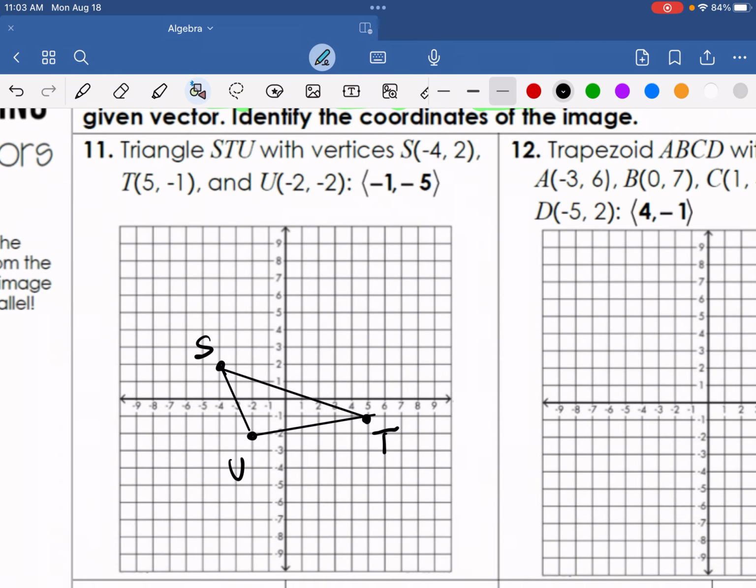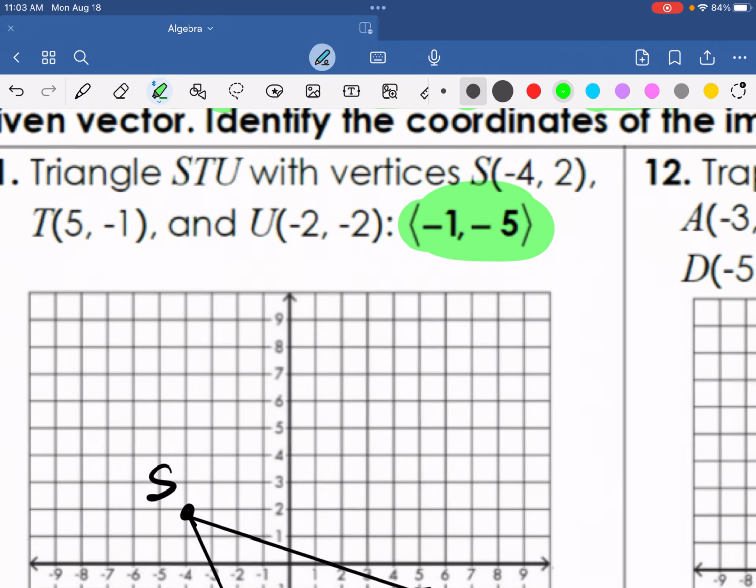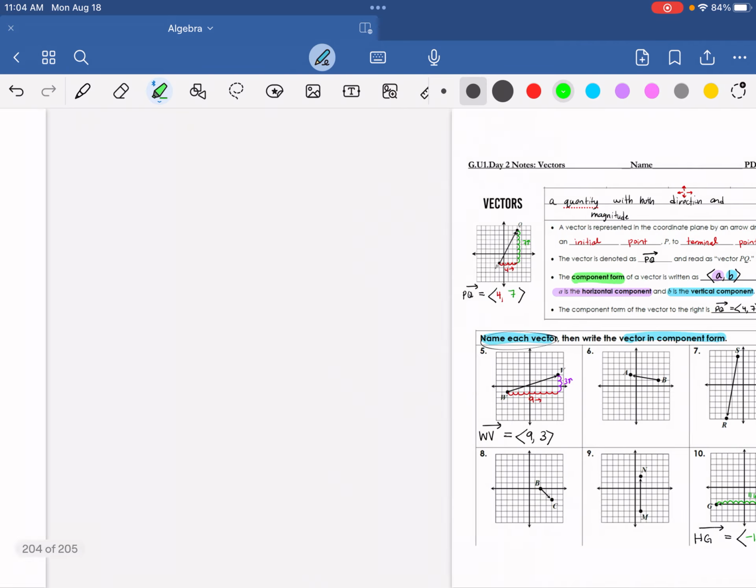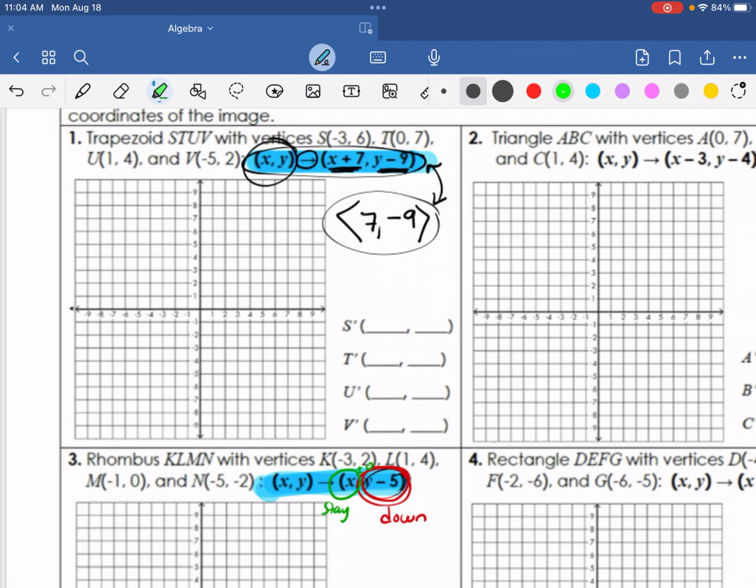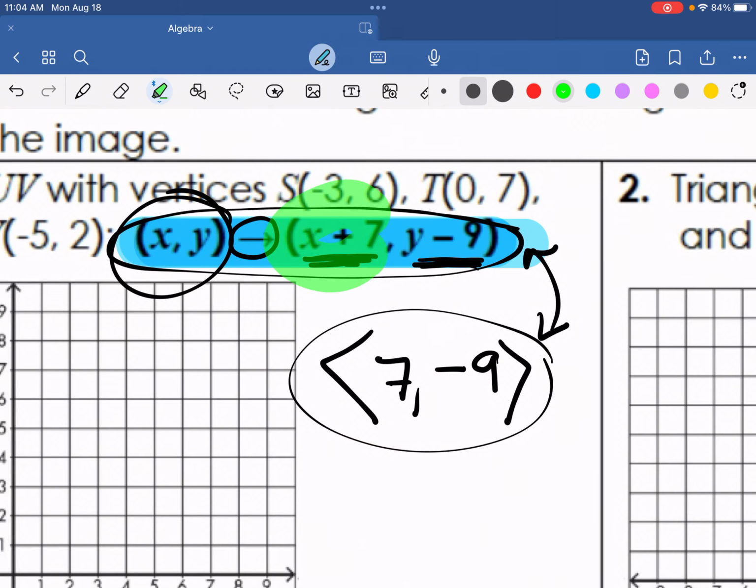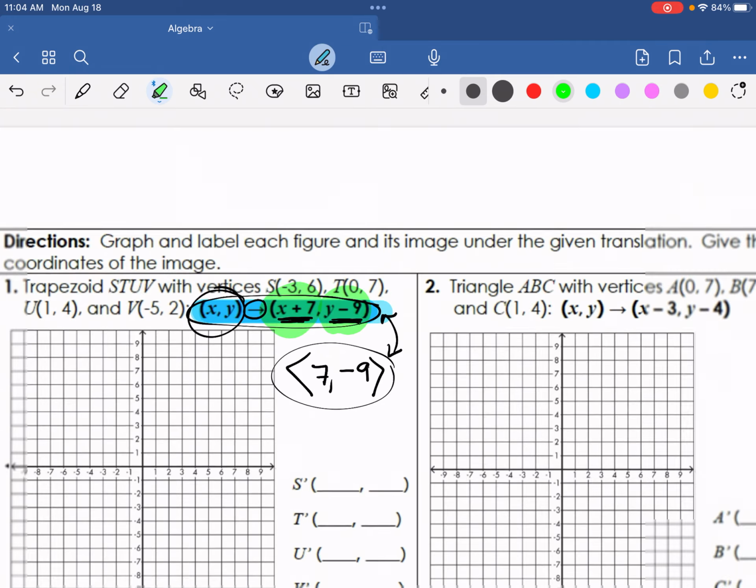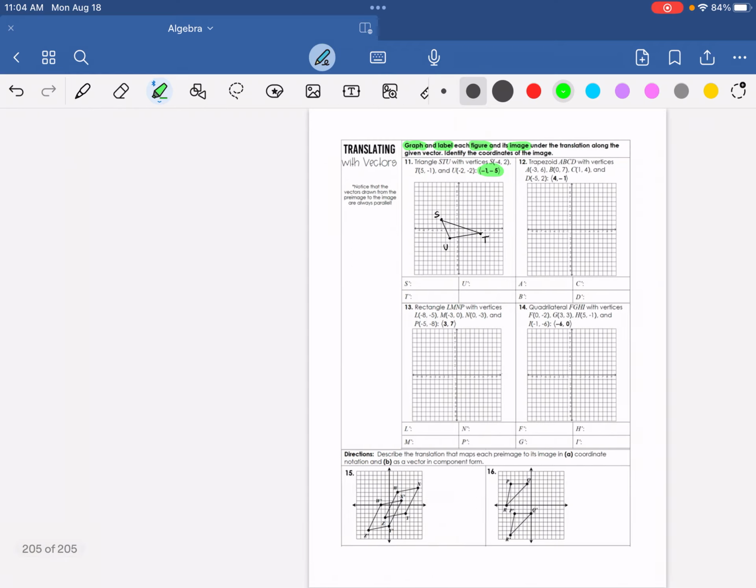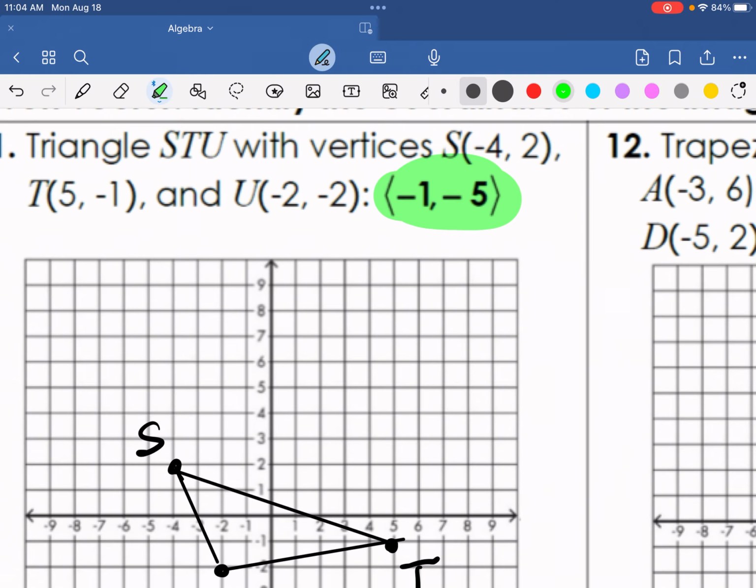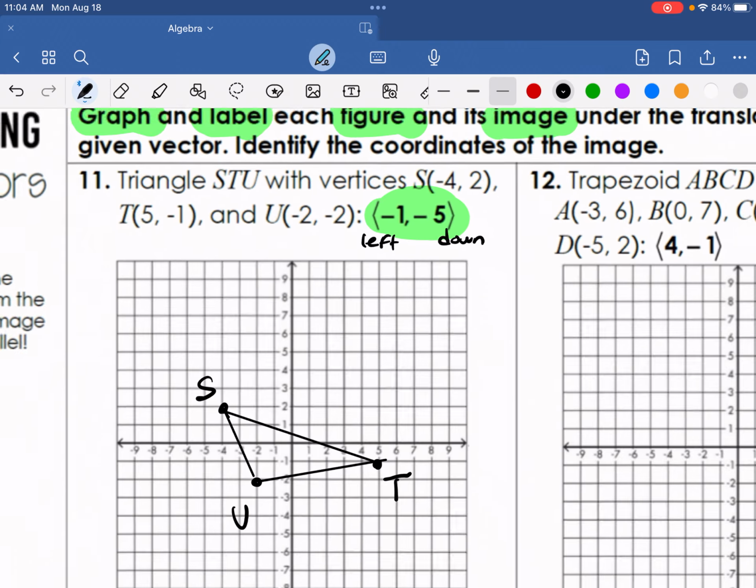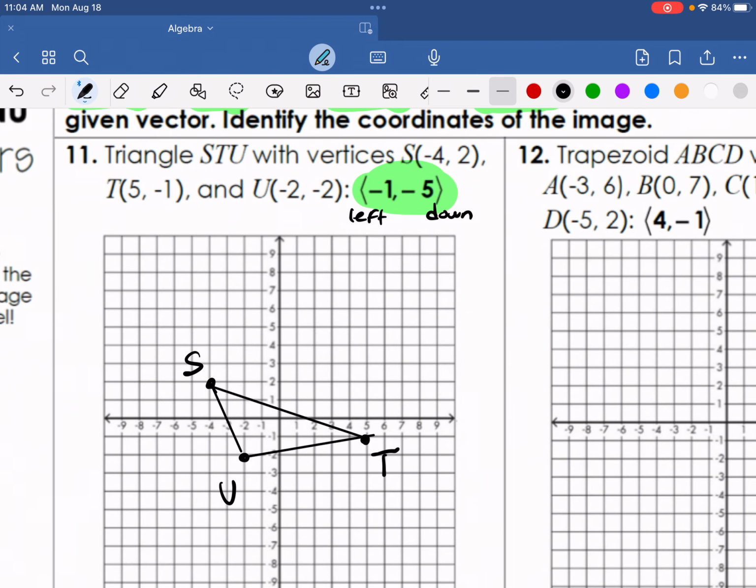And now, this is a direction. Okay, it's very similar to, again, last week. Last week, it was written in coordinate notation, which told us write 7 down 9. This time, they wrote it in vector component form, but it means the same thing. So we're going to go, because the first number is left and right, it's left because it's negative, and then down because it's negative.